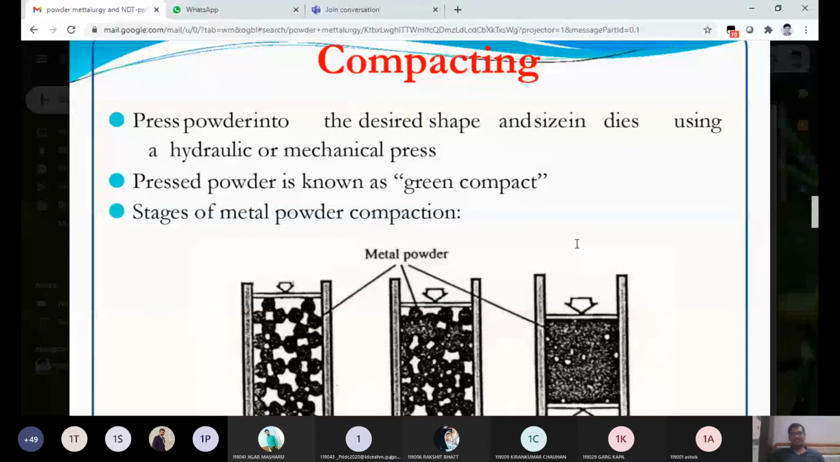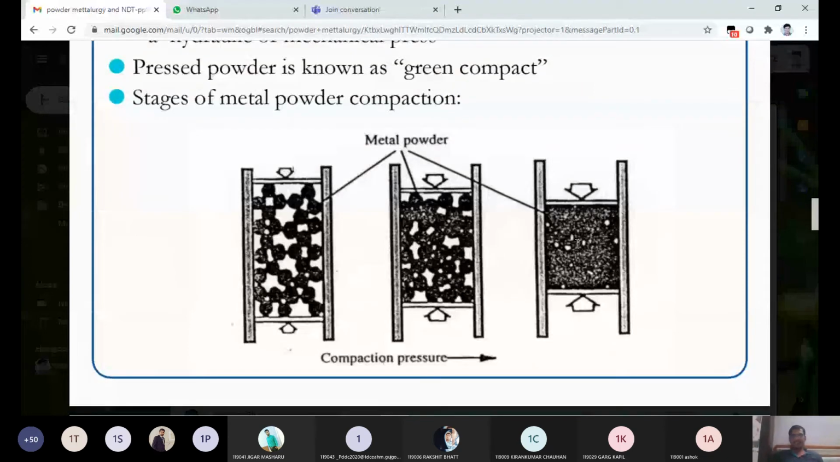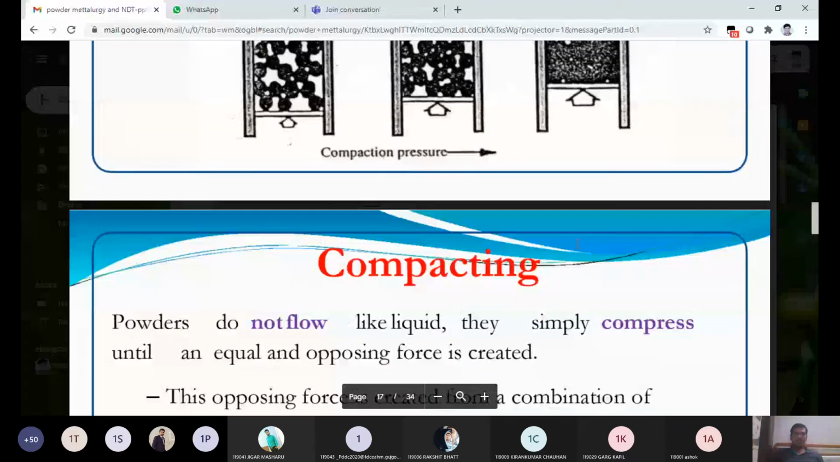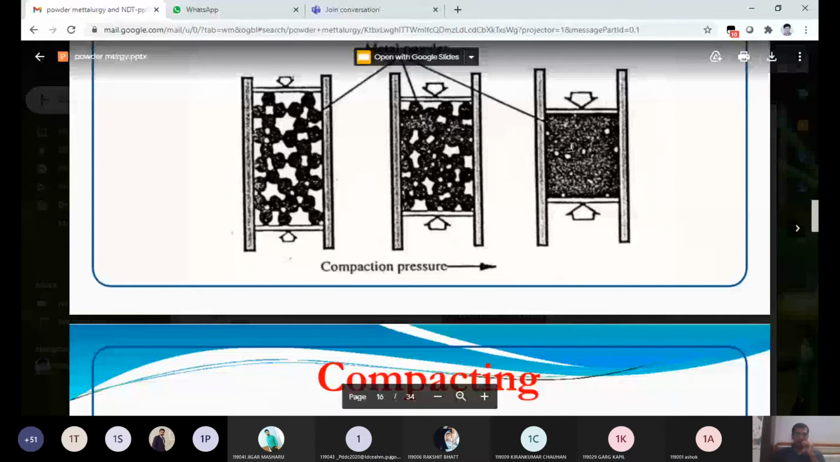Stages of metal powder compaction. Now how will we do it? There are some basic steps. As you can easily see in the diagram, the compaction process: powder does not flow, it simply compresses until an equal and opposing force is created. Until when will it flow? Until the equal and opposite force is applied. Okay, you can see in the first figure before pressing, when we start the pressing, and after pressing, so we can easily compare all three figures, and we can see that the porosity is definitely reduced with the help of the compacting process.